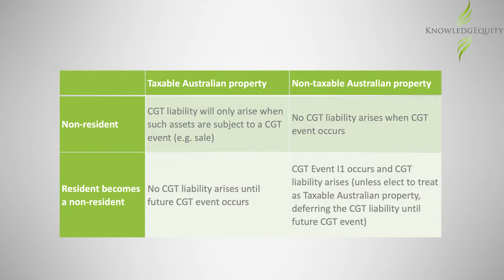If a resident becomes a non-resident and holds non-taxable Australian property, such as a small holding of listed shares, CGT event R1 occurs and CGT liability arises, subject to the taxpayer instead electing to treat the asset as taxable Australian property and deferring any CGT liability until a future CGT event occurs.